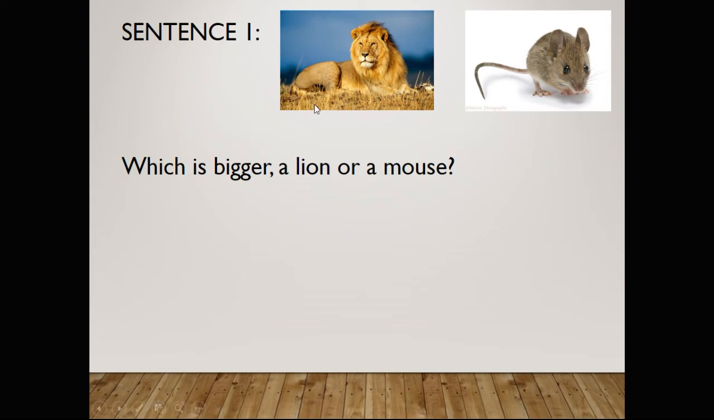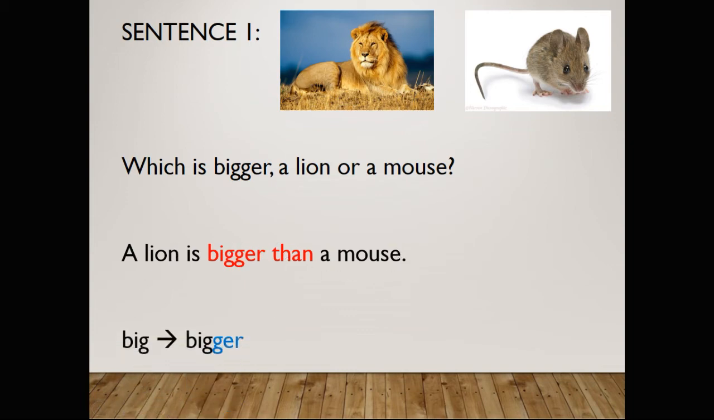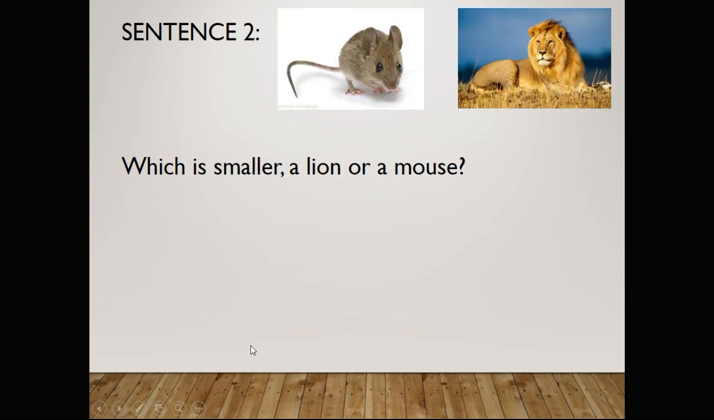So you can see a picture of a lion and a picture of a mouse. Which is bigger, a lion or a mouse? The answer is, a lion is bigger than a mouse. Remember how to spell the word bigger? Bigger is from the word big. I is a short vowel. This makes a short vowel sound. So bigger is B-I-G-G-E-R.